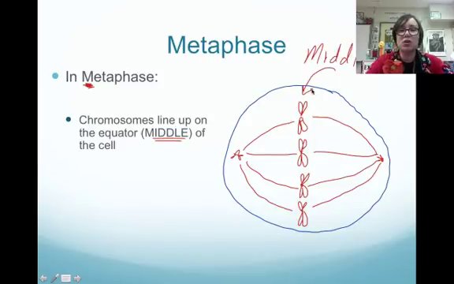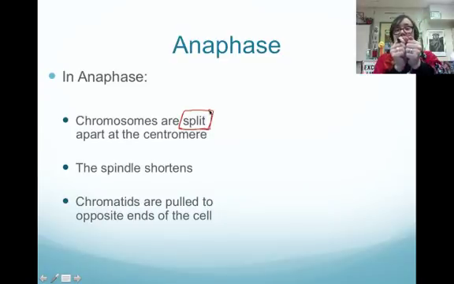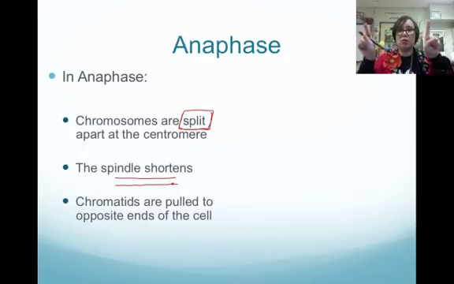Metaphase, middle. All of our chromosomes are lined up right down the middle of our cell. Now in anaphase, we're going to start to see something unique as well. Chromosomes are going to start to split, so we're going to break our chromosomes apart, and the 2 chromatids are going to move in opposite directions. In order to do that, our spindle fibers actually have to shorten, and when they shorten, they're going to start to pull my chromatids away from one another.